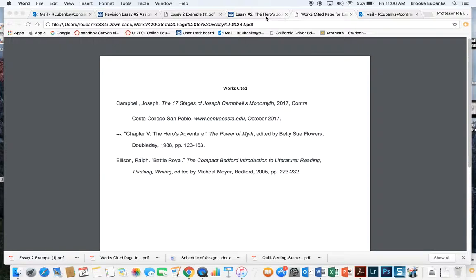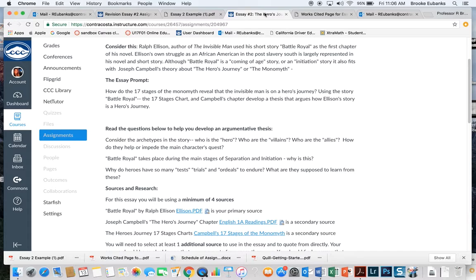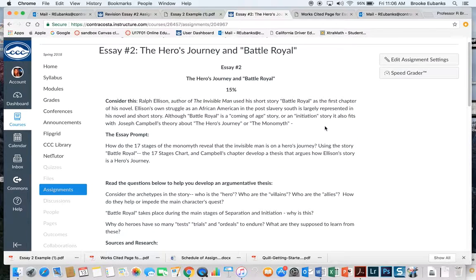So point number 1. Point number 2 is to make sure that you have a thesis. A lot of you talked about exploring the idea of Battle Royal or exploring the hero's journey, or you were going to show that the hero's journey is in Battle Royal. You were asked specifically to discuss how. This is my favorite prompt word. How? How is this story a hero's journey?